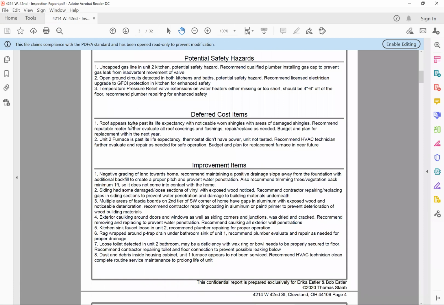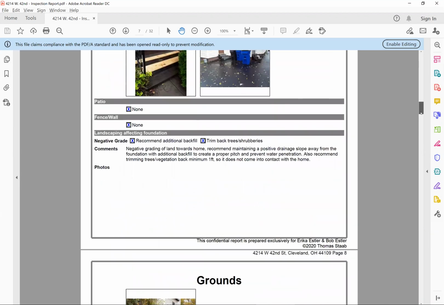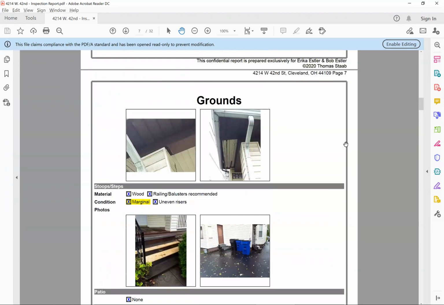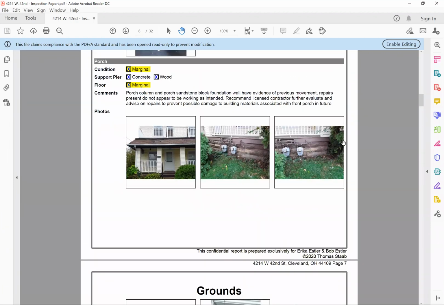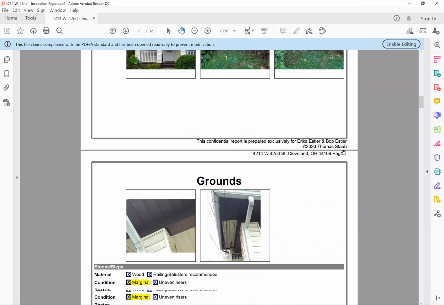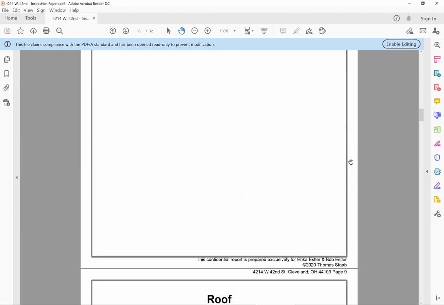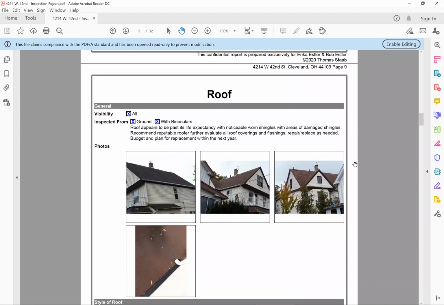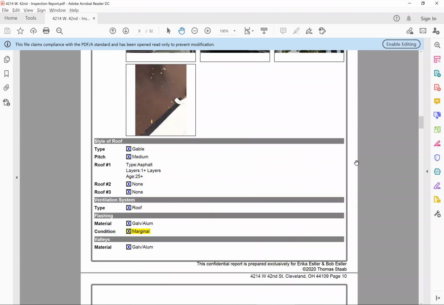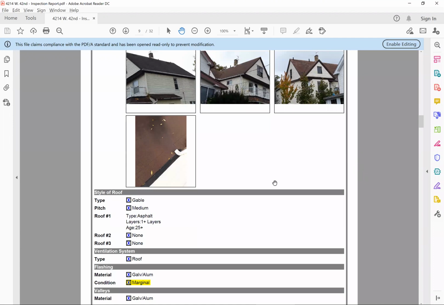And in the deferred cost items, it seems like the roof appears to be past its life expectancy. So you need to know how much money you need to replace the whole roof. The inspection report contains all the pictures of the property, so you will get some idea of the outside and inside condition. Based on this information, I figure we'll need around $10,000 to $15,000 to renovate this one.